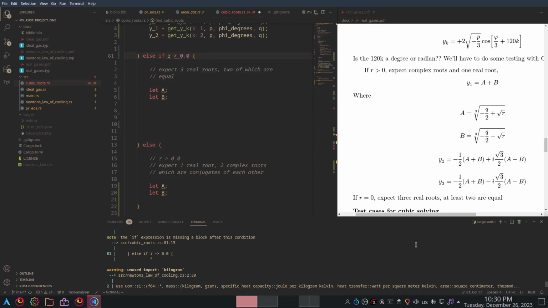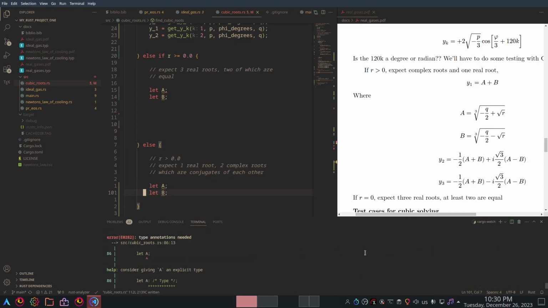Okay, maybe the greater or equals to is supposed to be like that. Yeah. So it's greater or equals to 0, right? Okay, never mind. Let me just leave it as this. And it's asking for type annotations. I need this to be both F64. Yeah. So these are doubles.